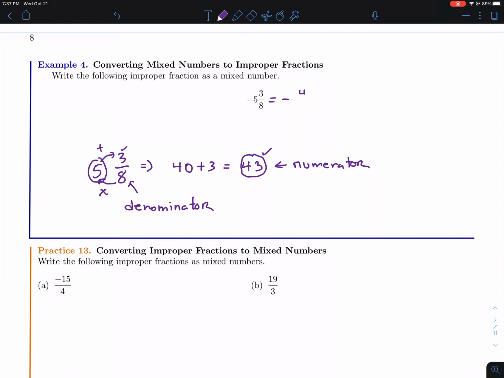So in this case, writing this as a mixed number, I get the 43 on top, 8 on the bottom. And again, I just carried the negative over. So again, don't include the negative in this calculation because it's possible it might mess you up.